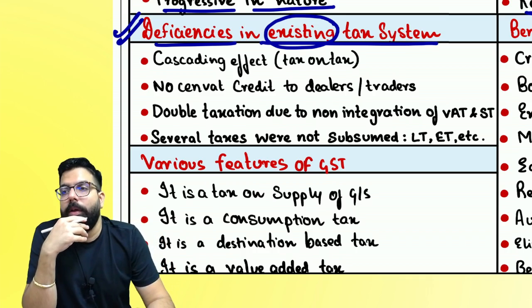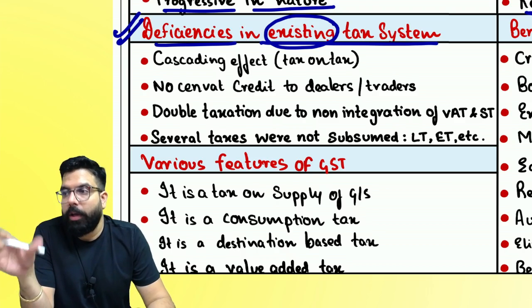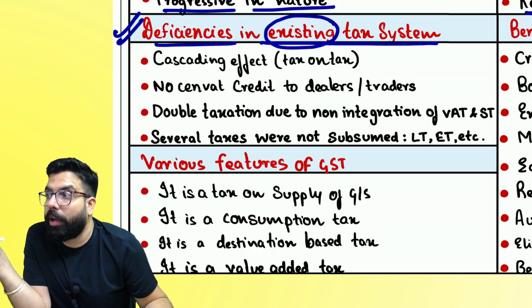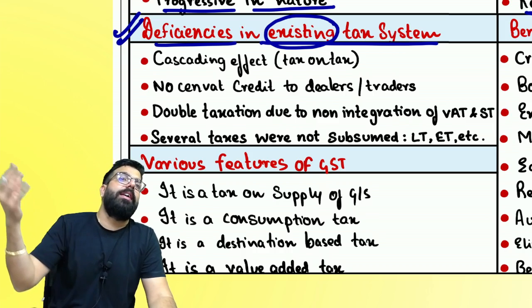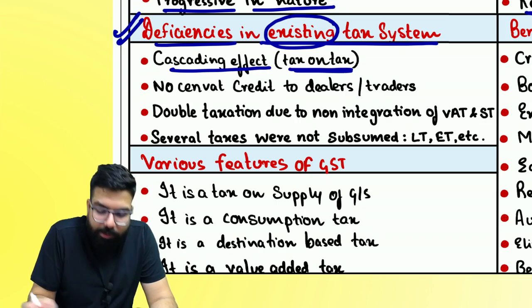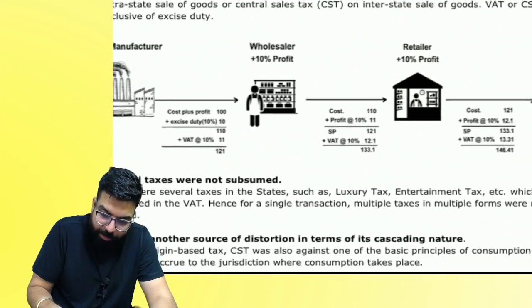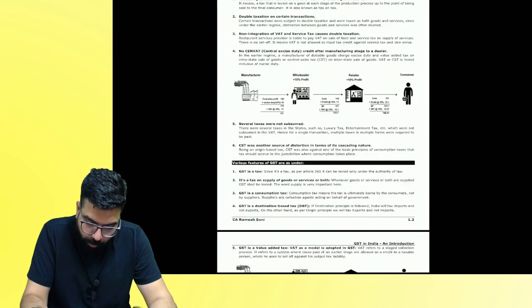So what was the problem in the earlier taxes? Baba, unless you have a problem in your phone, generally you will not change your phone. Earlier, when there was some problem in the law, that is why the new law came, GST. What was the problem in the earlier law because of which GST came? Number one, cascading effect, that is tax on tax. Chalo, I'll explain this with the help of the textbook. People, in your textbooks, I am on page number 1.2.